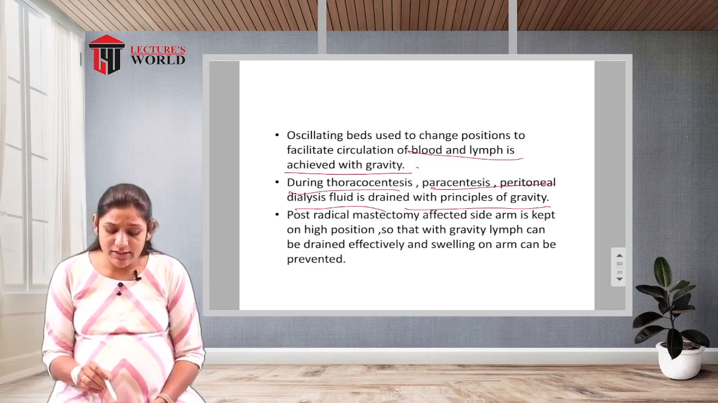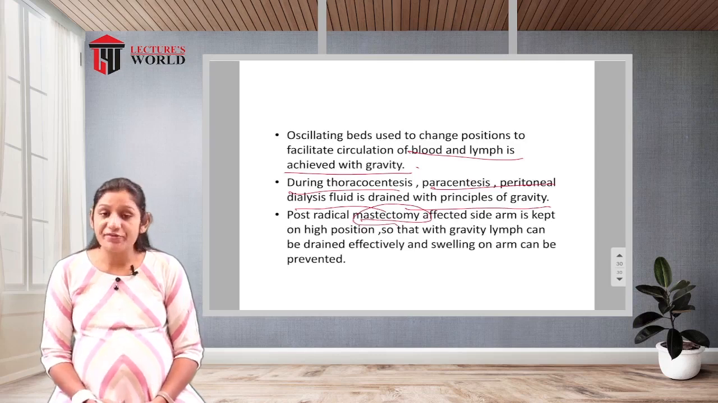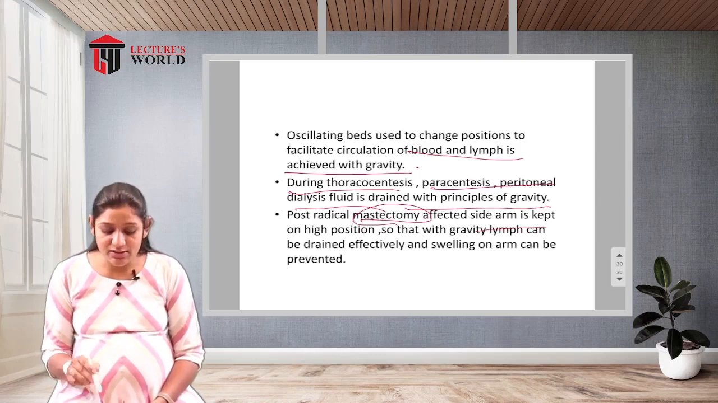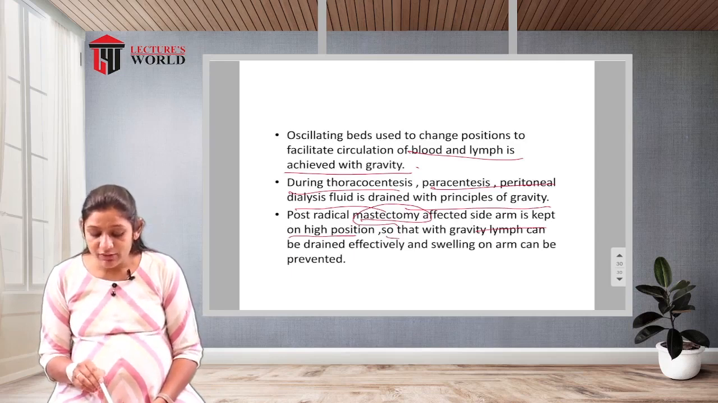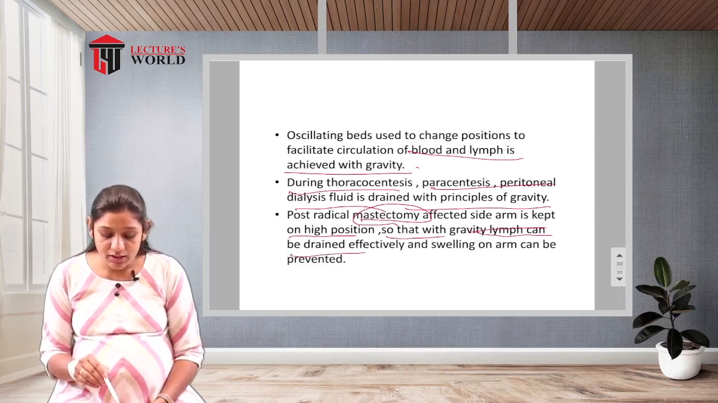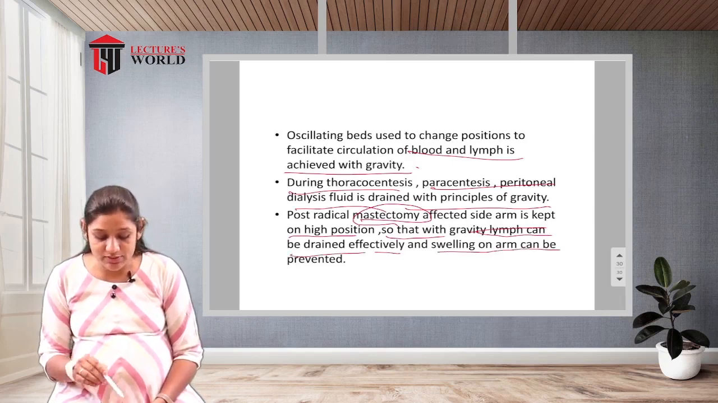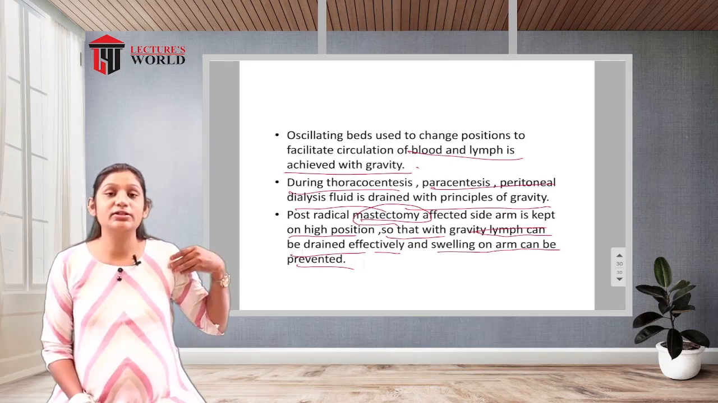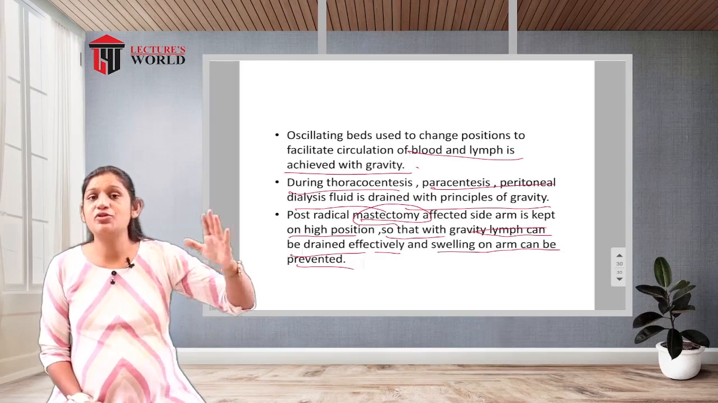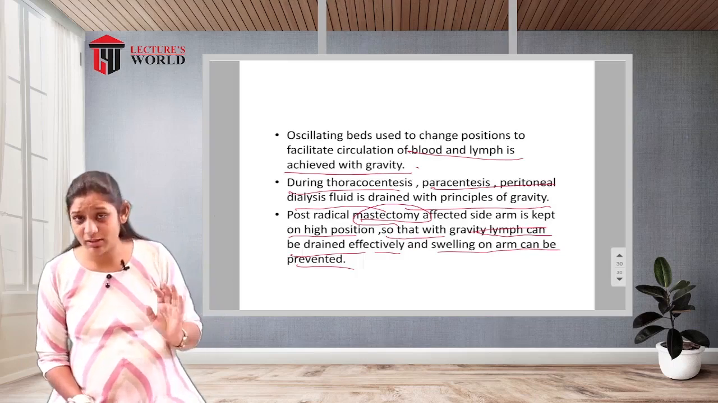Post-radical mastectomy, which is a surgery name: the affected side arm is kept in a high position so that, with gravity, lymph can be drained effectively and swelling of the arm can be prevented. The swelling is lessened by the therapy.